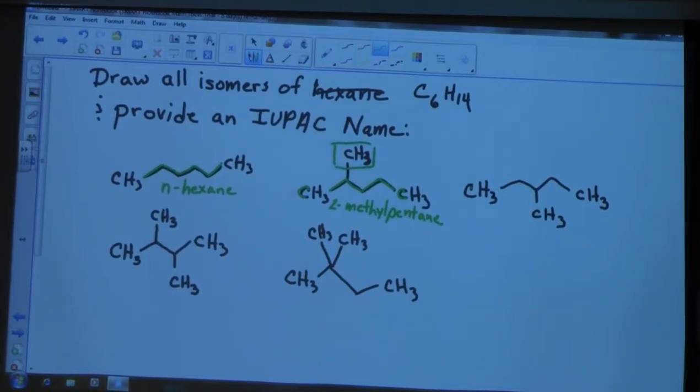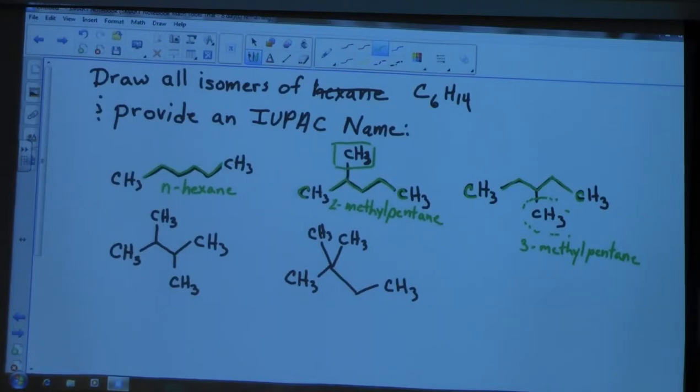Okay, the next one has the longest chain of being 1, 2, 3, 4, and 5. So it's still a pentane. It has a methyl group on there, so we call that a methylpentane. Okay, and it's on the 3 carbon, so it's 3-methylpentane.